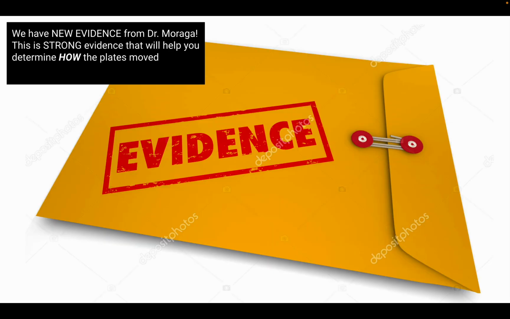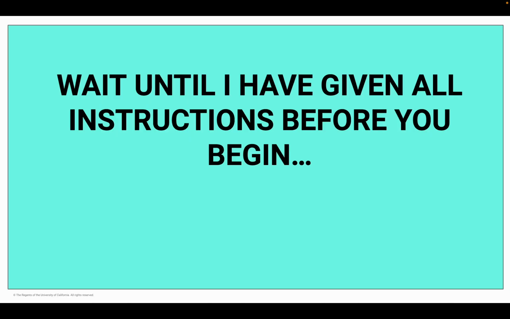So we have new evidence from Dr. Moraga. This is strong evidence that will help you determine how the plates move. There are 2 pieces of evidence. They're labeled A and B. Both of them are equally strong, and you need to use both of them to cite. You need to cite both of them in your argument.